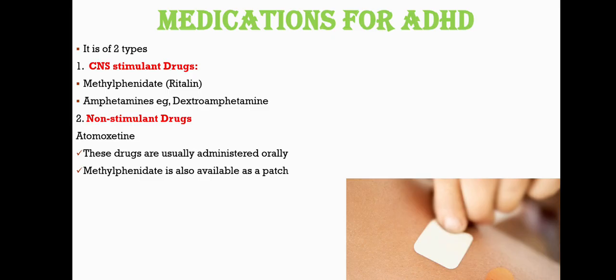So coming to the medication for ADHD, there are mainly two types. The first one is CNS stimulant drugs and the other is non-stimulant drugs. In CNS stimulant drugs, we have two important drugs, methylphenidate and amphetamines. And in non-stimulant drugs, we have atomoxetine. We can give these drugs orally, but methylphenidate is also available in tablet form or patch form, as you can see in this picture. This patch we can directly attach to our skin.